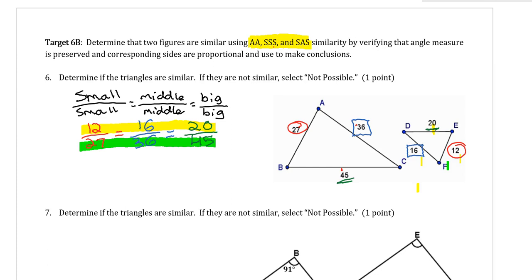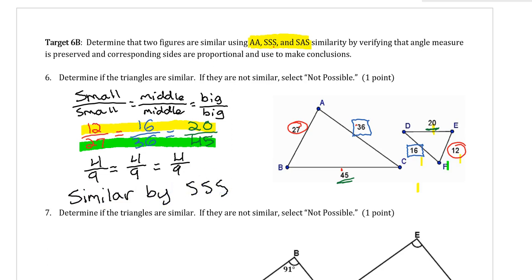12 over 27 does. It reduces to 4/9. 16 over 36 also reduces to 4/9. 20 over 45 also reduces to 4/9. So yes, these are similar by side, side, side. And these two triangles are similar by side, side, side.